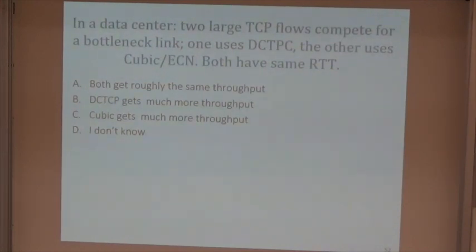If you do this, are there any side effects? That's the question of this poll. Let me close the poll in a few seconds. And the majority finds that the correct answer is B. DCTCP, data center TCP, gets much more throughput, and this is right.